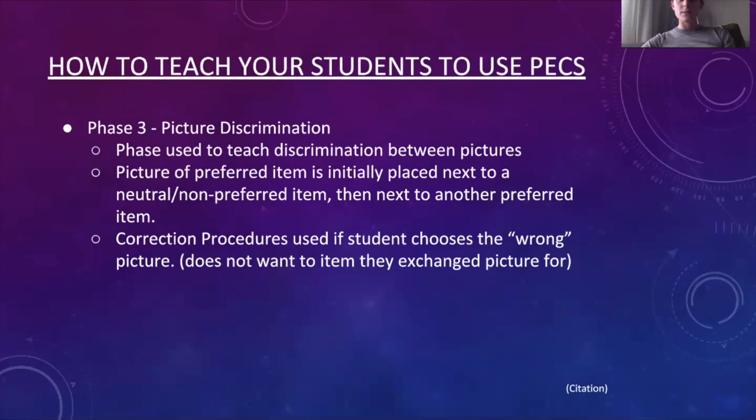Initially you start with a picture of a preferred item next to a neutral or a non-preferred item, so that the likelihood of them choosing the preferred item is higher. As you go along, you're going to start making those icons more similar. You'll end up with 2 preferred items next to each other, and make sure that you teach that discrimination. A correction procedure will be described in just a couple slides that will be used if the student chooses the wrong picture or the item that they didn't want.